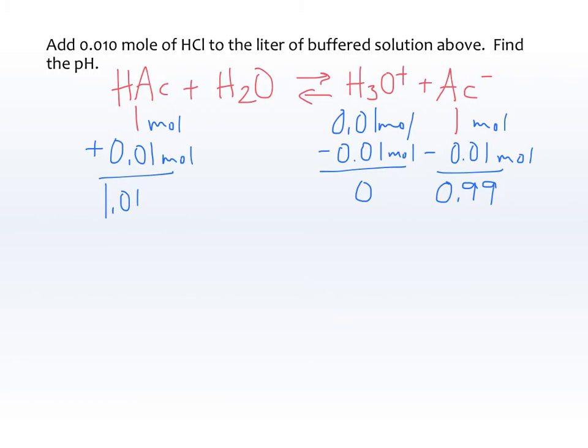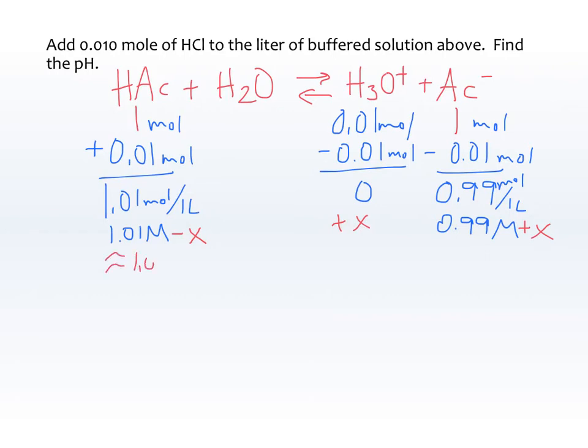So let's just go ahead and solve for molarity. That's the same thing as 1.01 M, and then divided by 1 liter is the same thing as 0.99 M. Now that I have molarity, the reaction as written is going to come to equilibrium. The 1.01 HAc will lose some amount X. H3O+ will gain X. Ac minus will gain X. And so then I end up with 1.01 and 0.99.